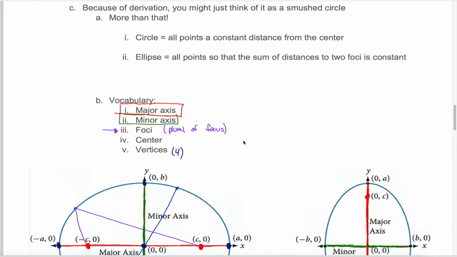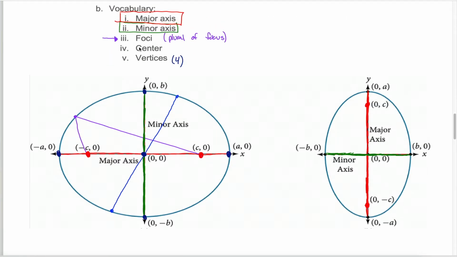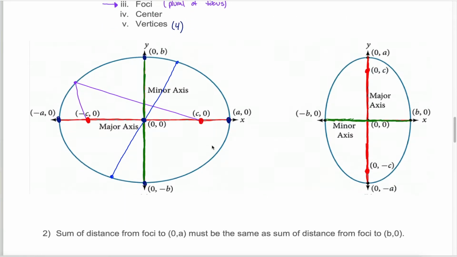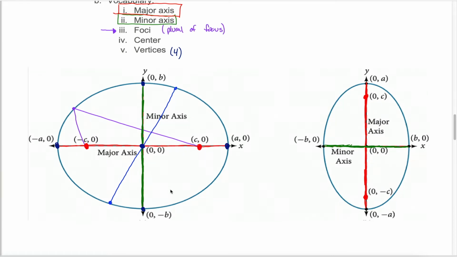One more thing I want to show you as far as vocabulary goes for an ellipse, and it deals with the foci, which I talked about briefly already. The foci always fall along the major axis. So if your major axis is horizontal, we can kind of picture them somewhere over here to the right of the center and to the left of the center. And if your major axis is vertical, we can picture them up here and down here, above and below the center respectively.